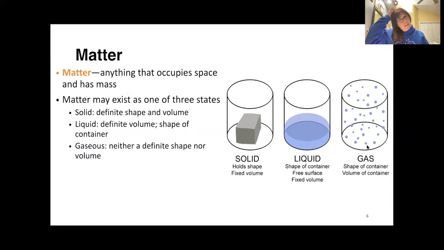Of course, a solid has a definite shape and takes up a definite amount of space. A liquid has a definite volume, but it does not have a definite shape. It will fill the container it's in. And a gas does not have a specific volume or a shape. It will spread out to fill the amount of space available to it in whatever container it is in.